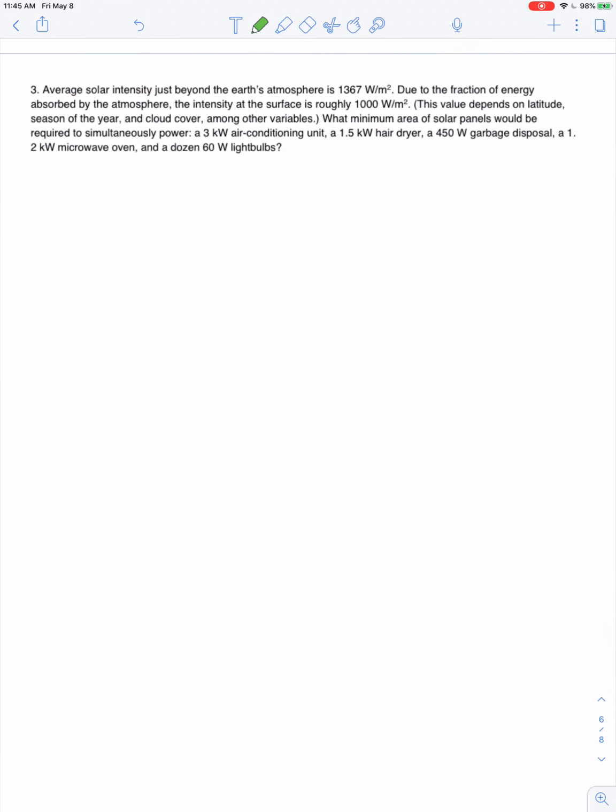Average solar intensity just beyond the Earth's atmosphere is just shy of 1400 watts per square meter. Due to the fraction of energy that's absorbed by the atmosphere, the intensity at the surface is about 1,000 watts per square meter, but of course that depends on where you are on Earth, the latitude, the seasons, the amount of cloud cover, and other variables.